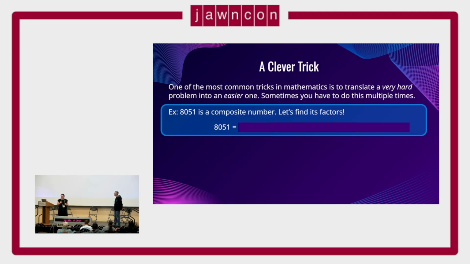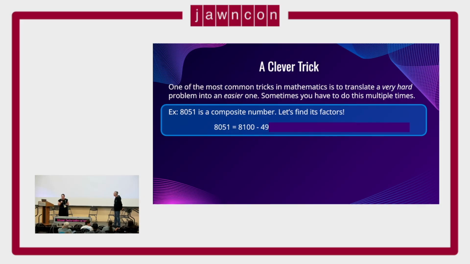I'm telling you right now that 8051 is a composite number. Let's find its factors. I'm going to pause for 1 second just to see if anybody can see the trick. I'm looking at Frank. It's okay if not. Okay, I'm seeing some of this. All right. So it turns out you can write 8051 as 8100 minus 49. Now does anyone see the trick? Okay, I'm seeing a couple more head nods.